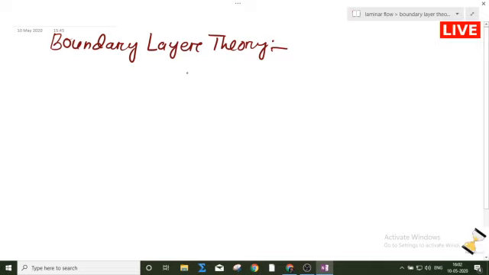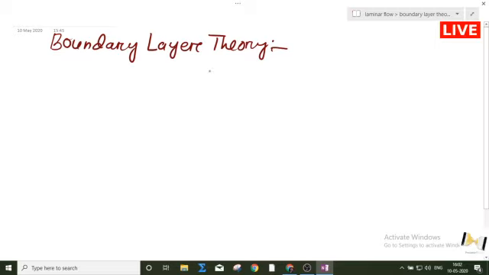So what do you mean by boundary layer theory? First of all you should understand that. When a fluid flows past an object, what will happen? Two regions will be formed. In one region the viscous flow will exist. In another region the inviscid region will exist, meaning the viscosity will be 0.